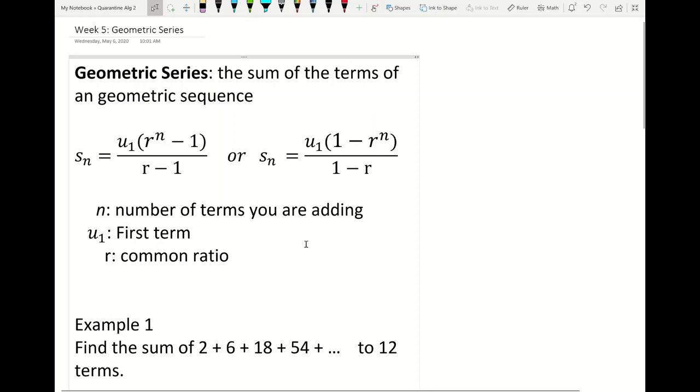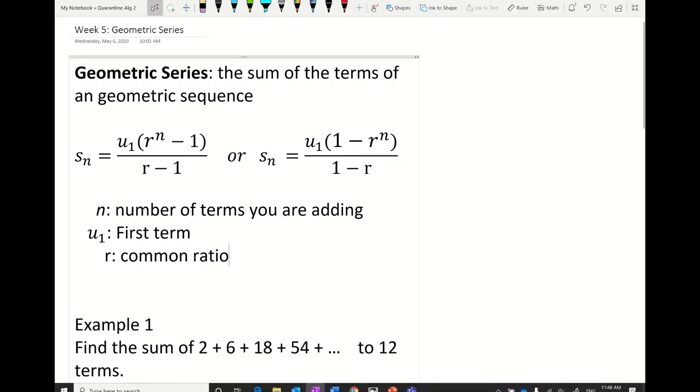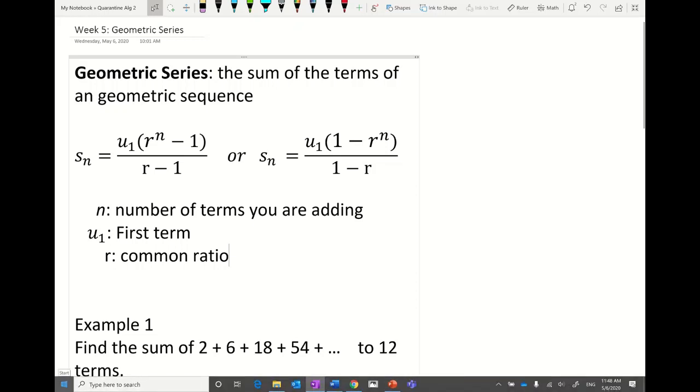This week we will be covering geometric series. Remember, a sequence is a list of numbers, but a series is a sum of the terms of a sequence. Now, in order to find the answer to a geometric series question, here we have two formulas.